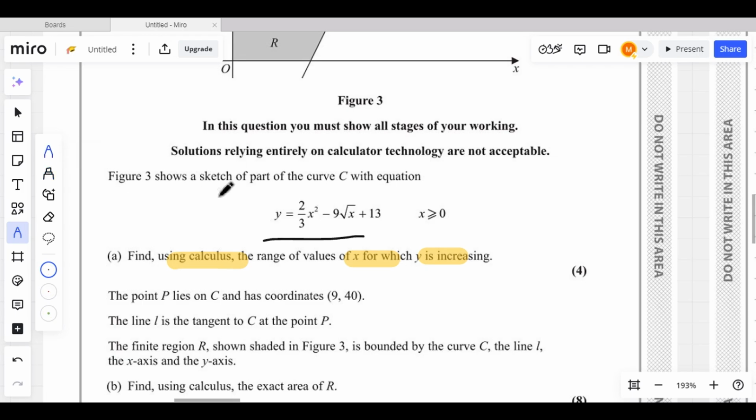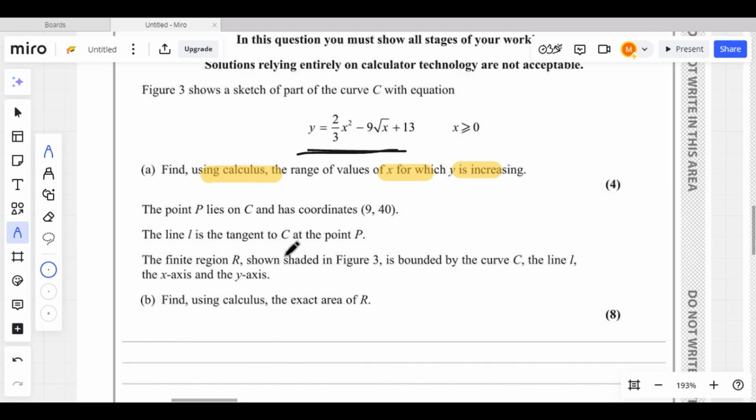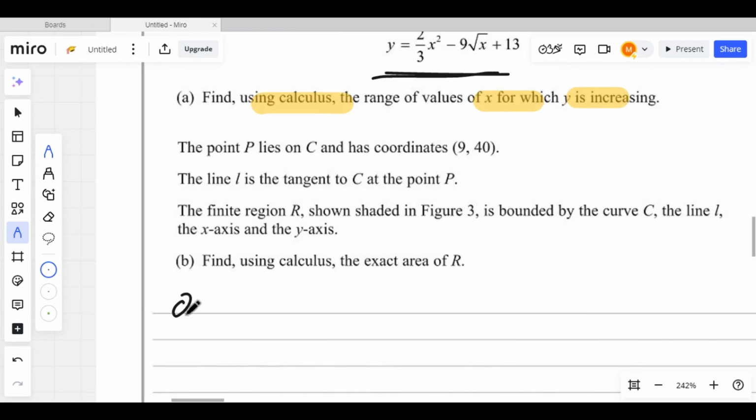So the range of values of x for which y is increasing. Okay, if you want to show that a curve is increasing, what do we need? We need to show that the gradient is positive. So for finding the gradient, we need the derivative of y. So let's differentiate the equation of the curve.